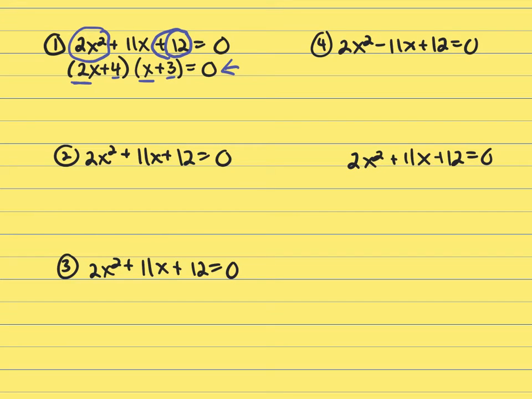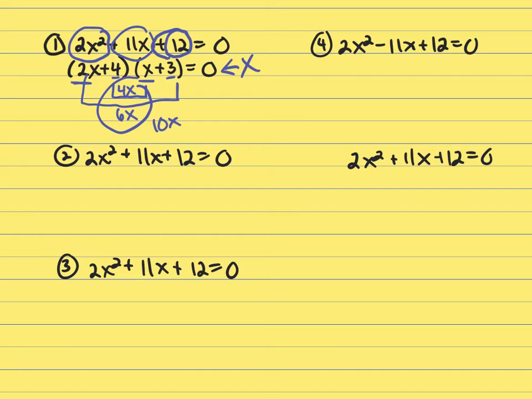So the way you check your middle term, you multiply your insides and you get 4x. You multiply your outsides and get 6x. And then you combine those and you get 10x. And 10x is not equal to 11x, so this factoring is incorrect.